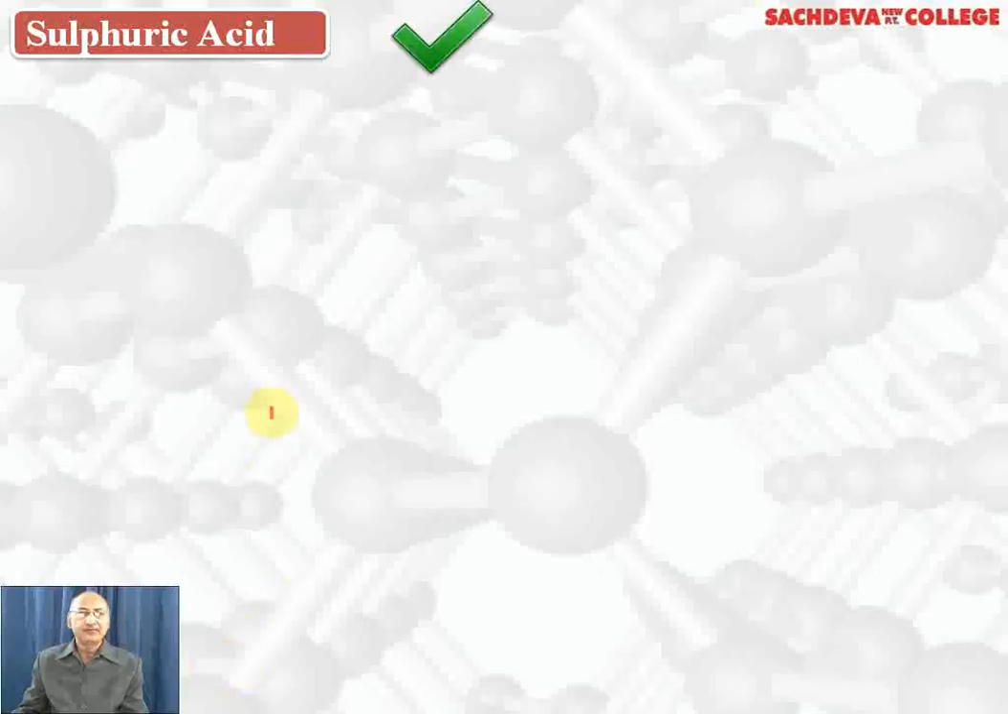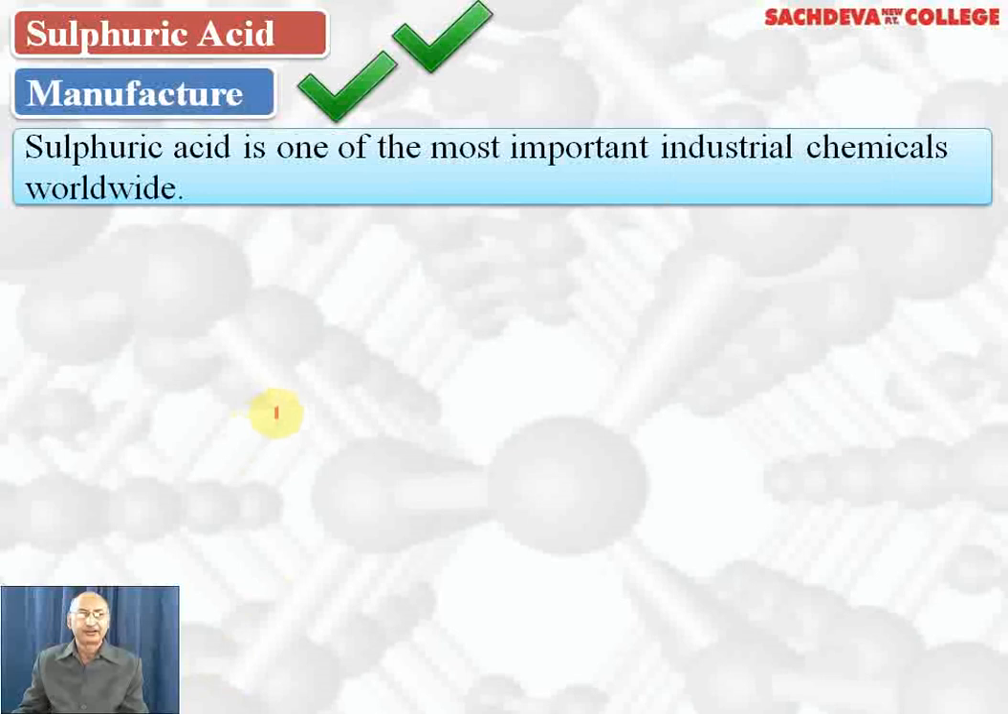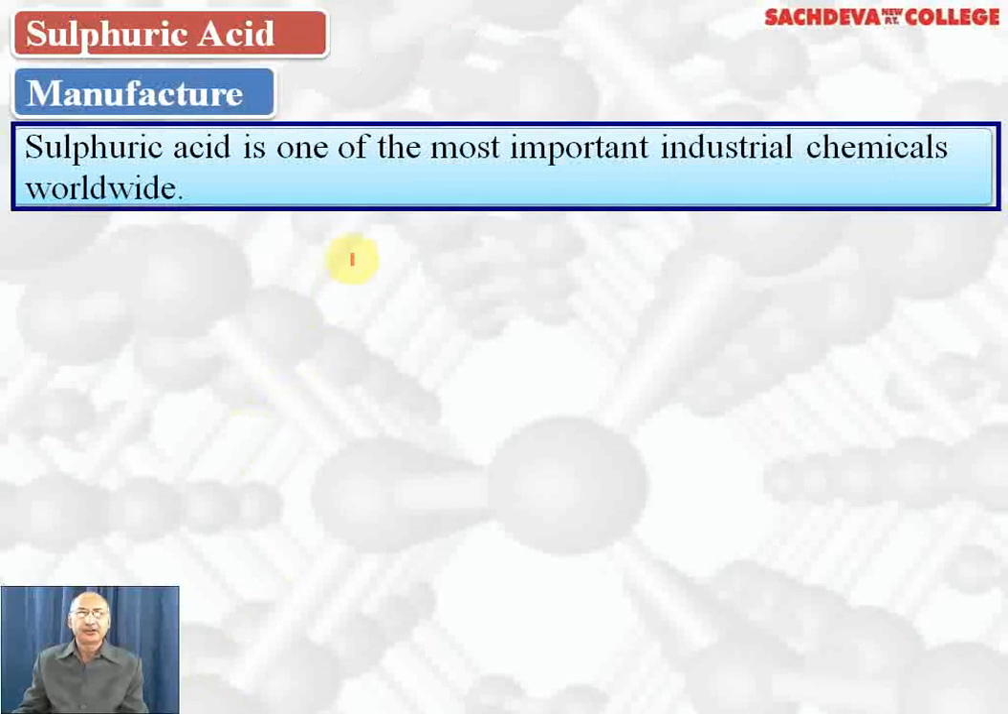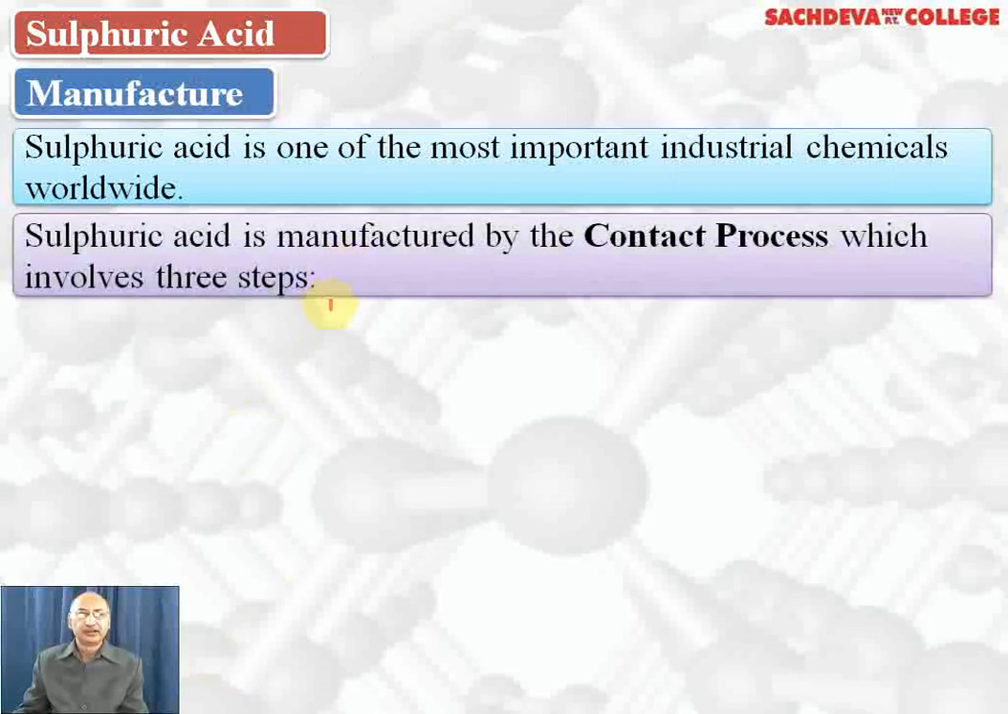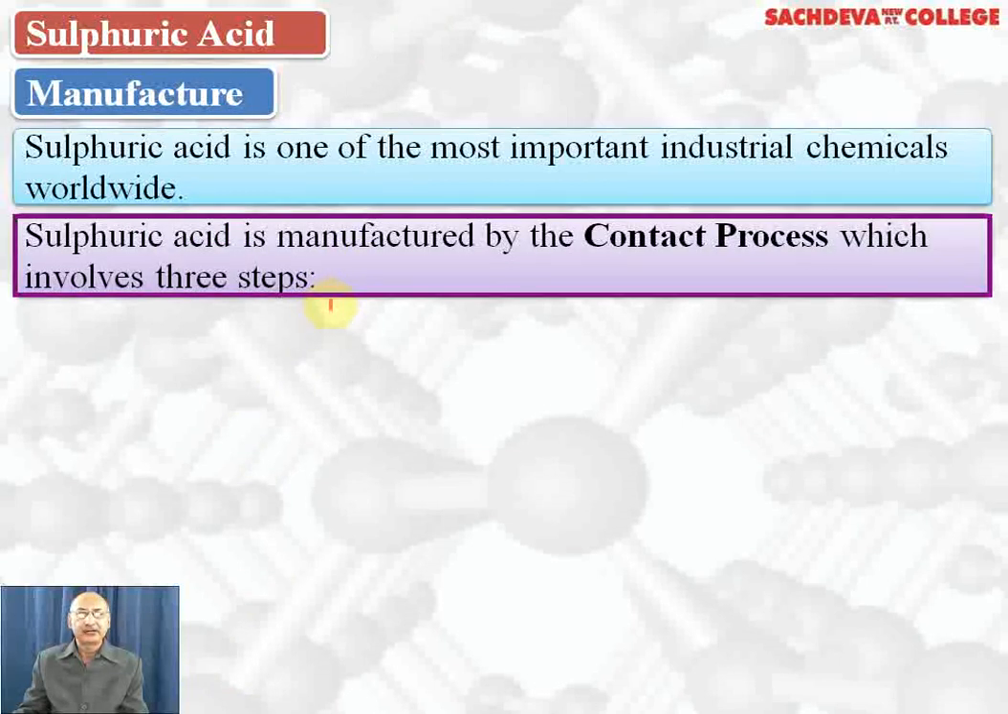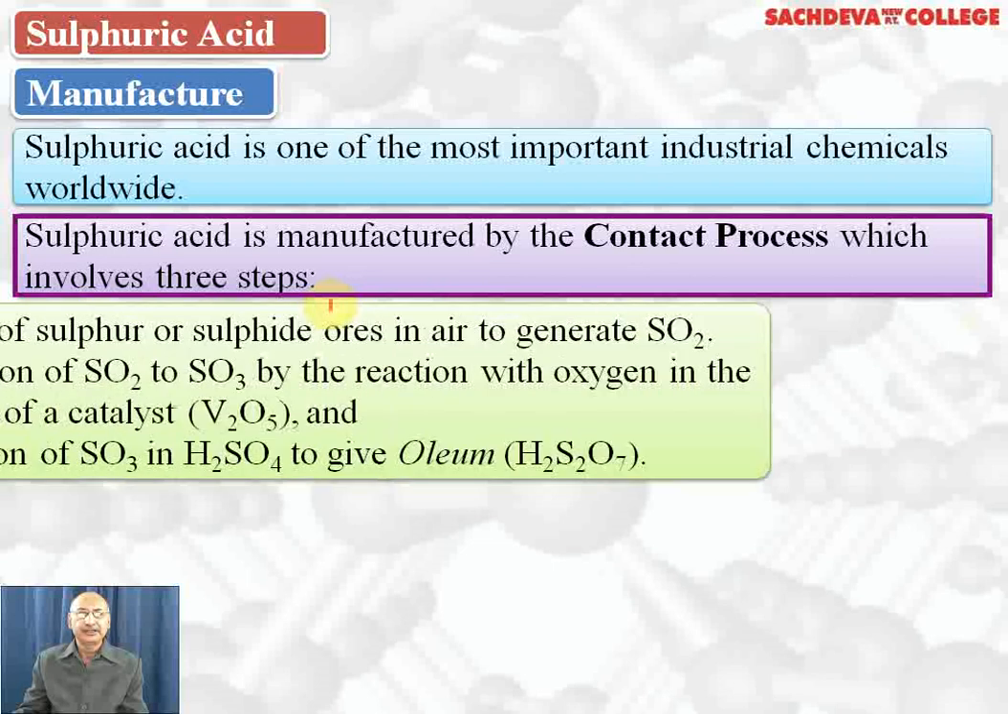Let's take up manufacture of sulfuric acid. Sulfuric acid is one of the most important industrial chemicals worldwide. That is why it is called king of chemicals. Sulfuric acid is manufactured by contact process which involves three steps.